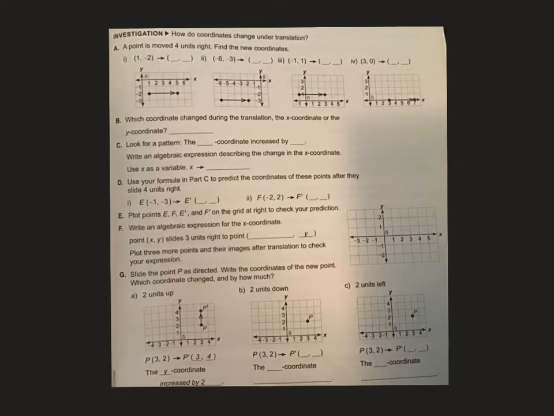Find the new coordinates. So we started at 1 and -2. So here's x = 1, y = -2. It goes 4 units to the right. 1, 2, 3, 4. This is where a dot ends up. So you need to write in the x and the y value. So the x value becomes 5 and the y value stays -2.